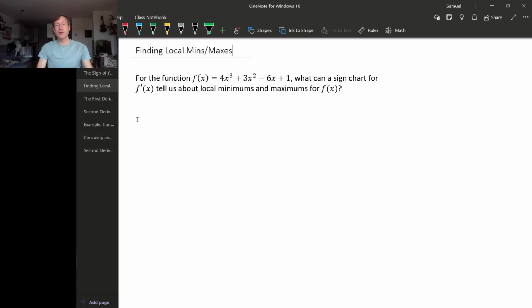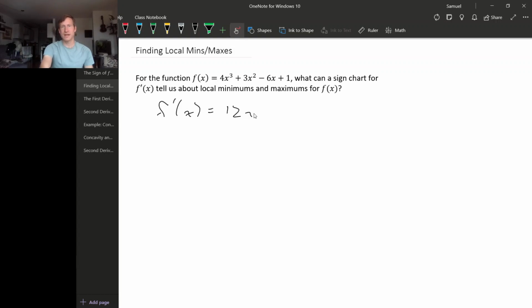Let's use what we figured out about sine charts and where a function is increasing and decreasing to get information about local minimums and local maximums for a function. So first let's build a sine chart for the derivative of this function, this polynomial here. So let's calculate the derivative first of all.